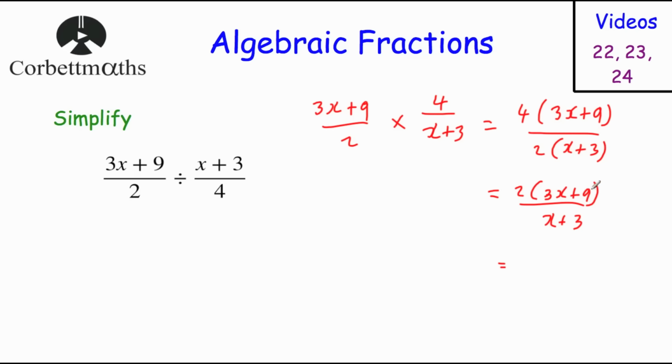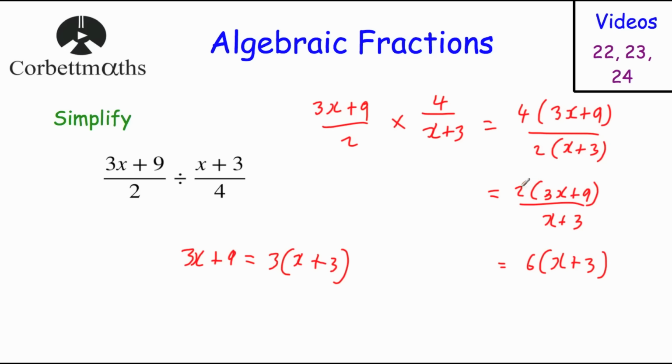Now another thing is 3x plus 9 will also factorise. If we had 3x plus 9, we could take 3 out as a common factor. They're both divisible by 3. It would give us 3 bracket, and dividing both of them by 3 would be x plus 3. So if you've got 3x plus 9, that's the same as 3 bracket x plus 3. But we had 2 lots of that. So instead of having 3 lots of x plus 3, we're going to have 6 lots of x plus 3. So it's going to be 6 bracket x plus 3.